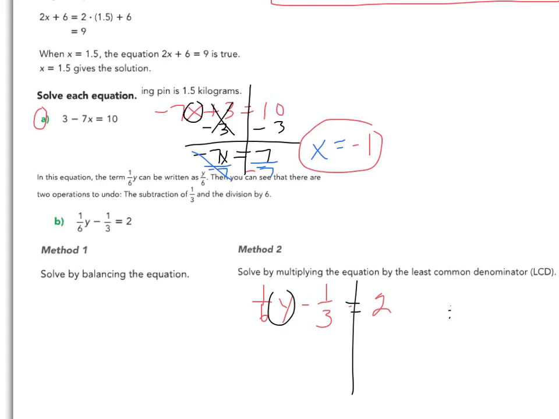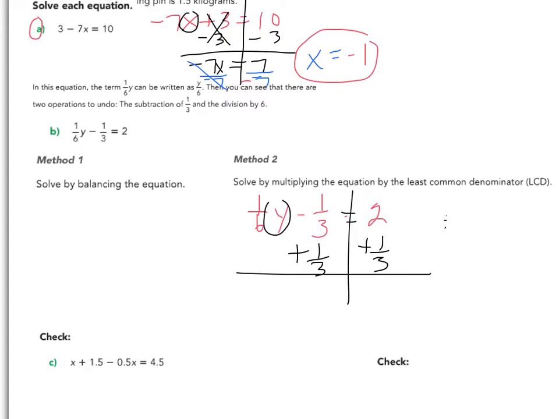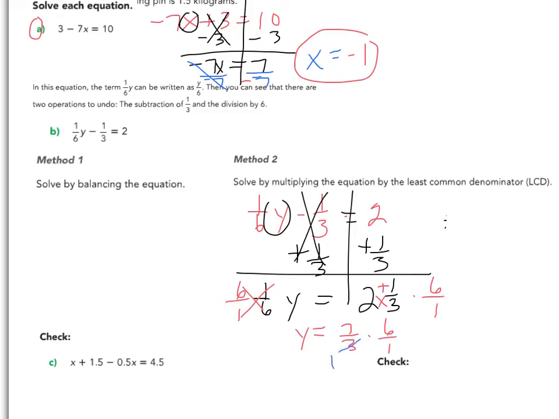Okay, so we need to get rid of a negative 1/3, so I'm going to add 1/3 to both sides. So that's going to give me 1/6 y equals, those are going to cancel out, 2 and 1/3. All right, so now we need to undo multiplication with division. But remember, we don't divide fractions, we multiply by the reciprocal. So I'm going to multiply both sides by 6/1. Now, in order to multiply over here, we need to turn the mixed number into an improper fraction. So that's going to give me 7/3 times 6/1. We do some cross canceling, and we're going to end up with y equals 14.